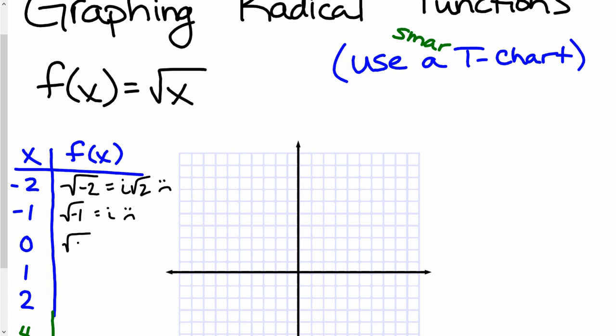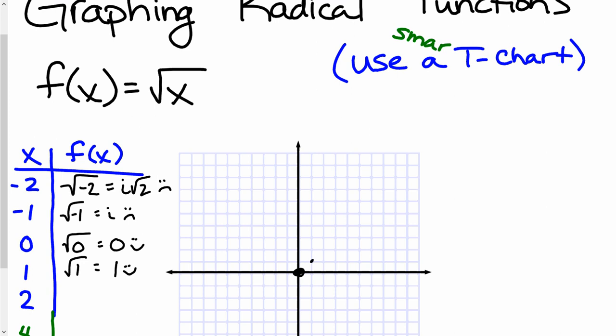So we do the square root of 0, and haha, finally, a number that we can take the square root of. It's just 0. So I can plot an ordered pair where when the input x is 0, the output y, or f of x, is 0. So that's just this point on the origin right here. Then I plug in 1, and I take the square root of 1, and the square root of 1 is 1. Wow, both of these are making me really happy, okay? Happy numbers. So I can also plot the point (1, 1).